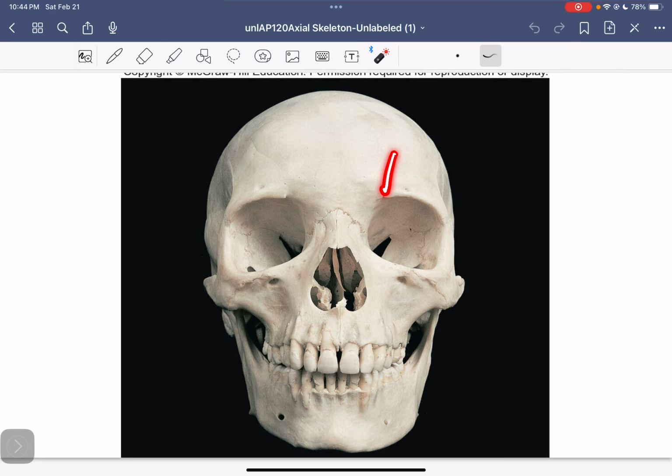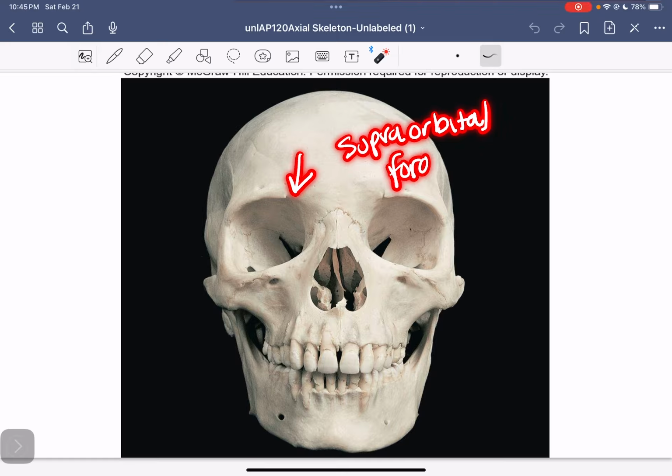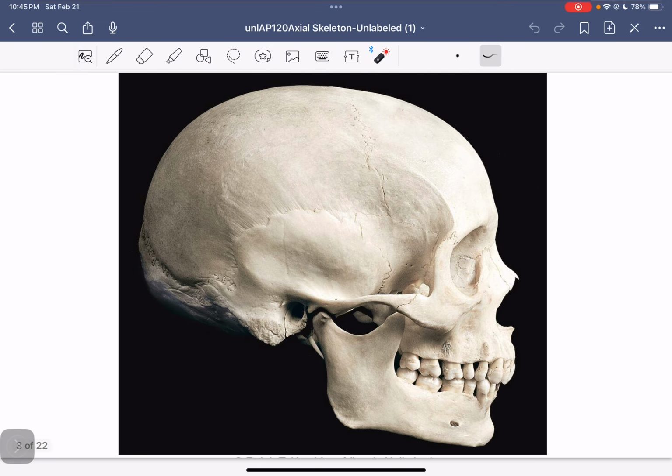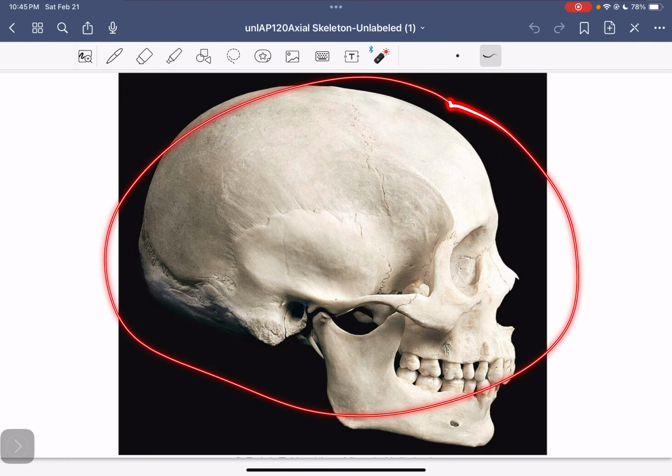Next up, going back to frontal bone, there are these little notches, sometimes they're complete openings. This would be your supra-orbital foramen. From here, you can kind of see lacrimal, but not really. So hopefully we'll zoom in a little bit. But let's take a look at the stuff that we can see from this view here.